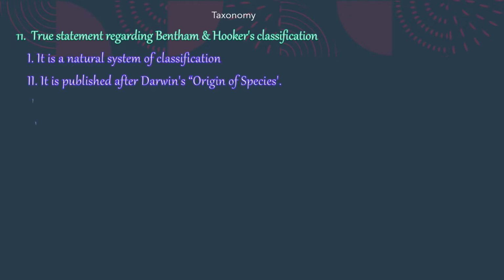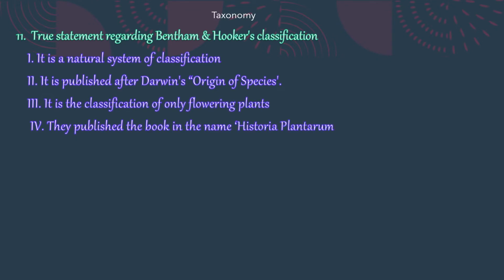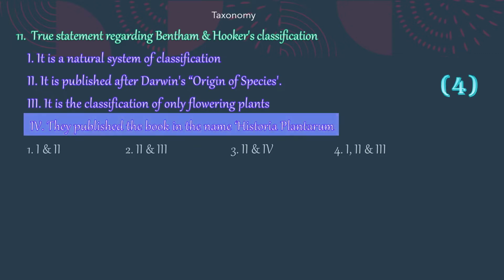True statement regarding Bentham and Hooker's classification. The statements are: it is a natural system of classification. It is published after Darwin's Origin of Species. It is the classification of only flowering plants. They published the book in the name Genera Plantarum. Now the options: 1 and 2; option 2, 2 and 3; option 3, 2 and 4; option 4, 1, 2 and 3. The answer is 4.